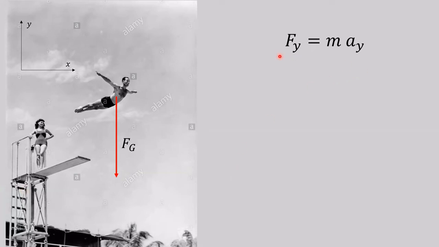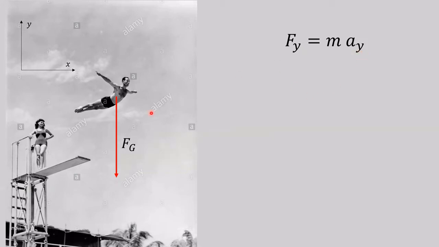Remember, you always apply Newton's second law along one axis at a time. You would never set the sum of the y forces equal to mass times the x acceleration. Then you're mixing orthogonal axes. You've got to keep them separated. Y acceleration is determined by the y forces.